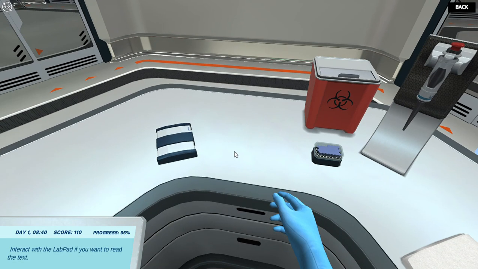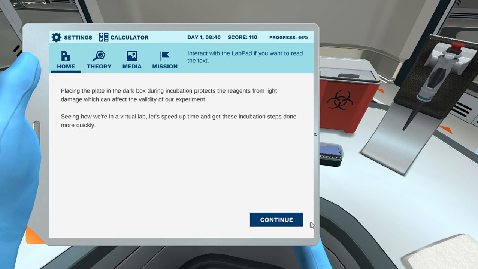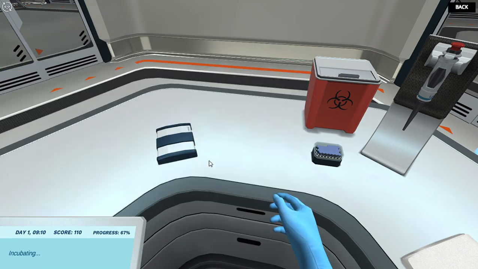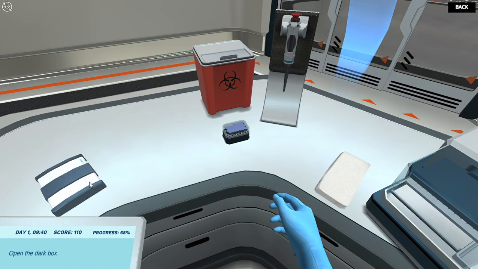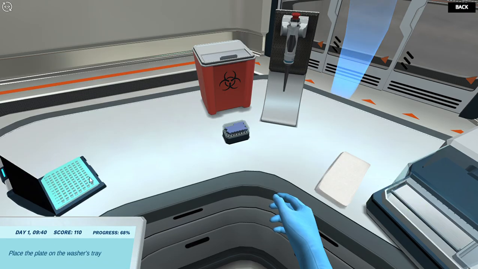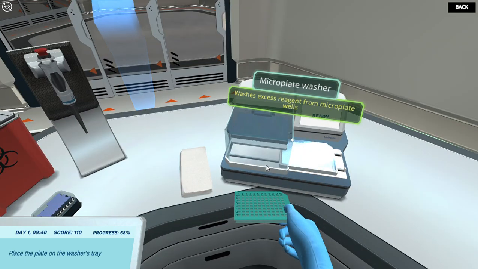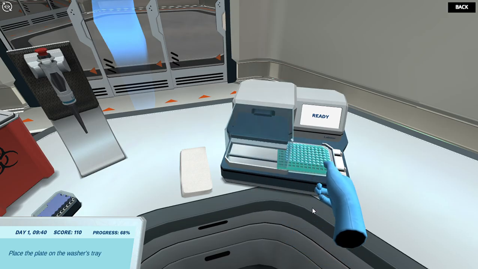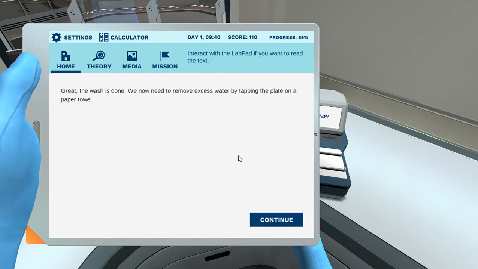Placing the plate in the dark box during incubation protects the reagents from light damage, which can affect the validity of our experiment. The incubation is finished. Now we wash off the excess. Open the dark box. Place the plate on the washer's tray. Great, the wash is done.